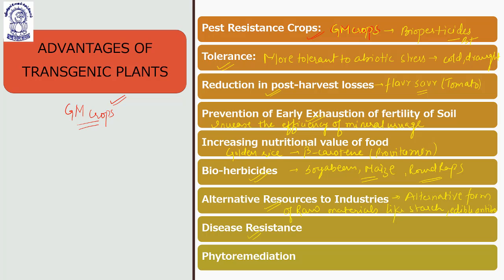Many viruses, bacteria, and fungi cause plant diseases, so disease resistance is increased. And it helps in phytoremediation, in which there are many popular trees which are genetically engineered to clean up heavy metal intoxication.